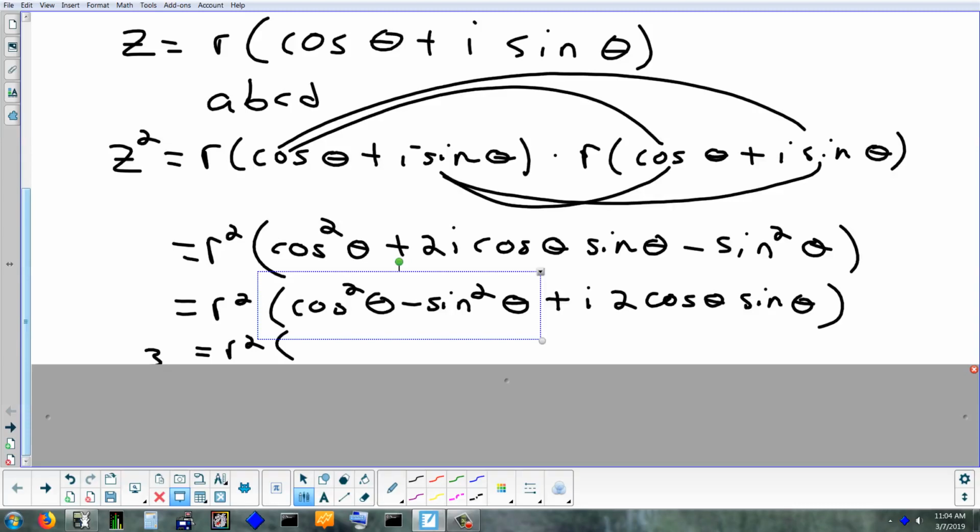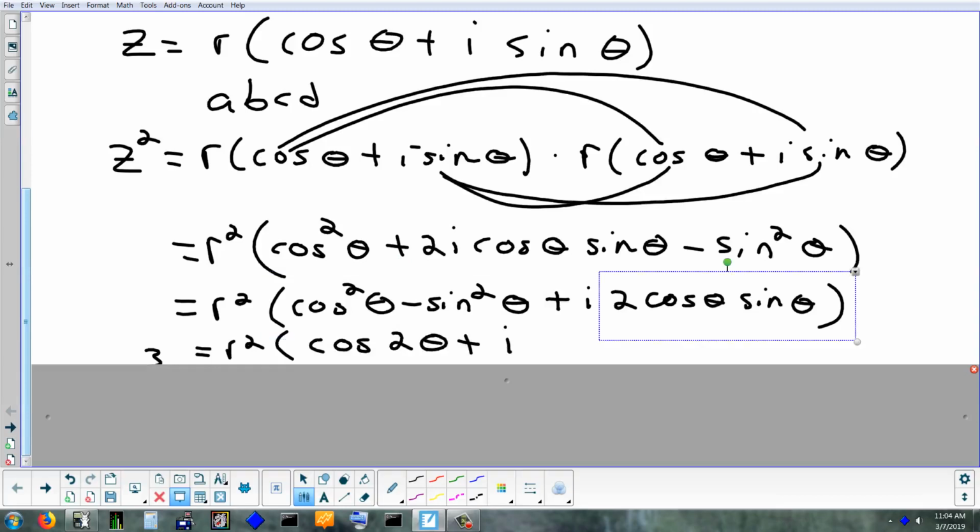Yep, it's the double angle. And what does that simplify to? Cosine 2 theta. Yes. That turns into cosine 2 theta plus i. Now this is another one: 2 cosine theta sine theta. That's another identity. What's 2 cosine theta sine theta? Yep, another double angle. Sine 2 theta. That's sine 2 theta. Another double angle.